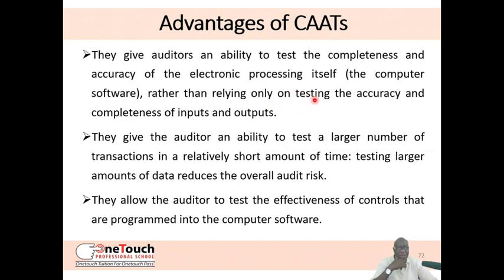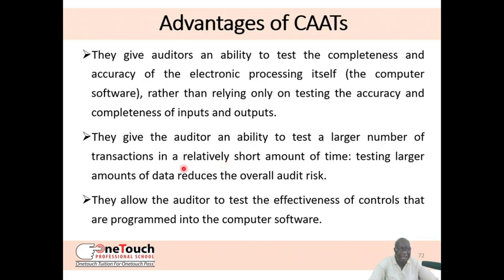It's a cost. Now, the advantages of CATs. Yes. Every good thing has an advantage. Therefore, they say they give auditors an ability to test the completeness and accuracy of electronic processing itself. So rather than relying only on testing the accuracy and completeness of inputs and outputs. It is when you are using the CAT, the software, it gives you more information, and it gives you accuracy and completeness in the system instead of relying on inputs and outputs, which we call what? Auditing around the computer, which is no more existing in Ghana anyway.